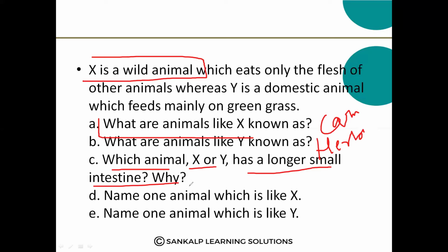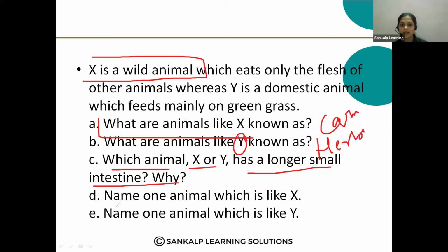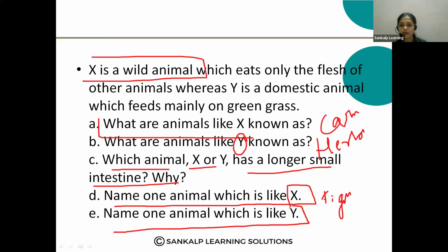X. No, herbivores having the longer small intestine means which one? Y. Y is having the longer small intestine. And name the one animal which is like X. So X means any wild animal which eats the flesh, that is the tiger, or any carnivore, you can give the example. And name the animal which is like Y. Cow. Yes. So any herbivore example you can give.